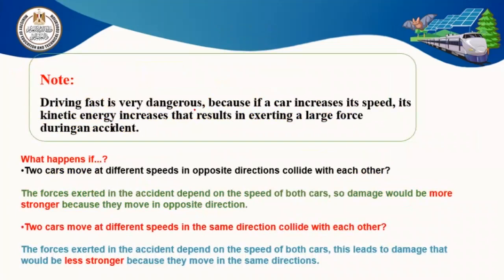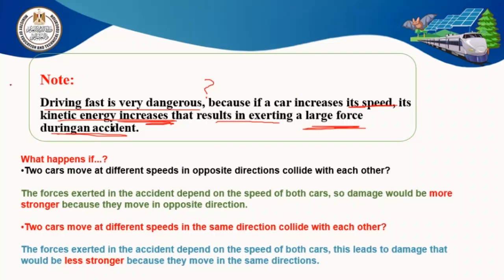Driving fast is very dangerous. Why? Give reason. Because if a car increases its speed, its kinetic energy also increases. That results in exerting a large force during an accident. So by increasing the speed, the kinetic energy increases and a large force is exerted during the accident, so it will cause more damage.